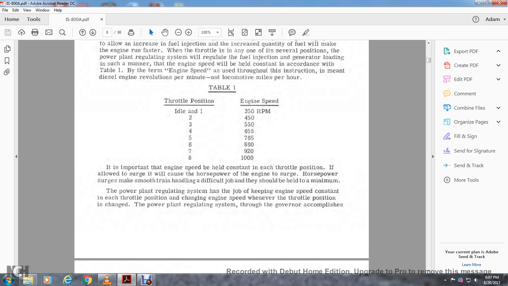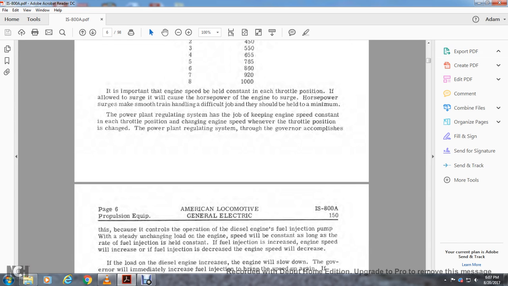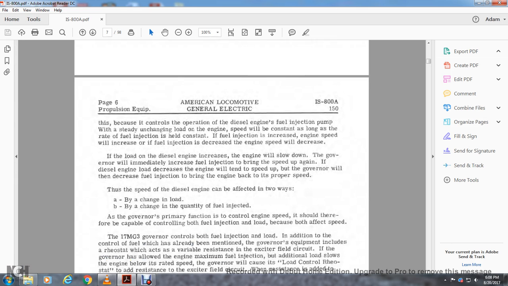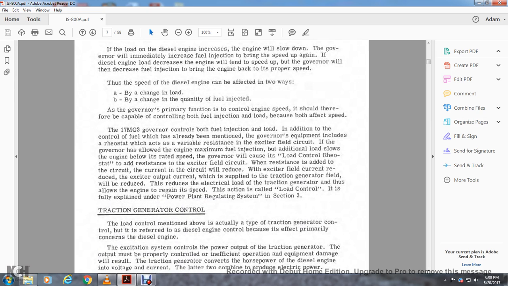The power plant regulating system, through the governor, accomplishes this by controlling the operation of the diesel engine fuel injection pump, which holds the engine at a steady, unchanged speed as long as the rate of fuel injection is held constant. If the fuel injection increases, the engine speed will increase. If the fuel injection decreases, the engine speed will decrease. If the load on the diesel engine increases, the engine will slow down, and the governor will immediately increase the fuel injection to bring the speed up again. If the load decreases, the engine tends to speed up, but the governor will decrease the fuel injection, bringing the engine back to the proper speed.